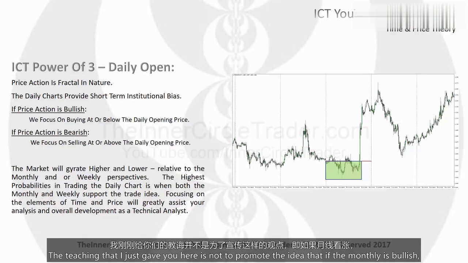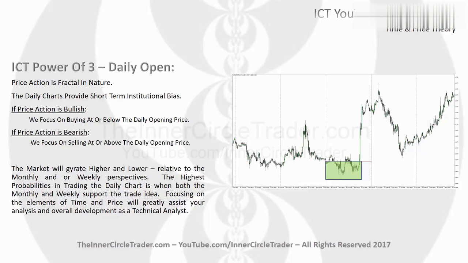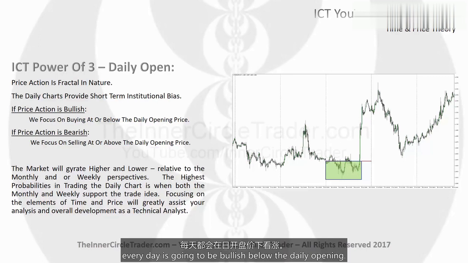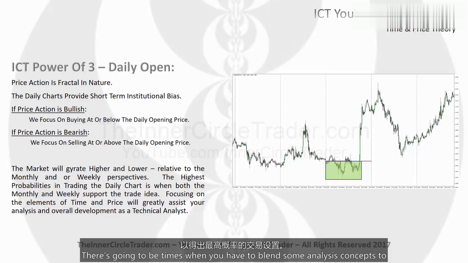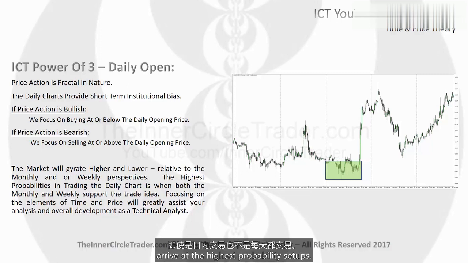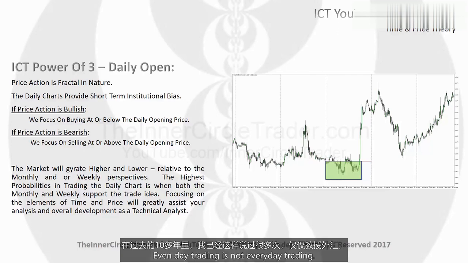The teaching that I just gave you here is not to promote the idea that if the monthly is bullish, every week's going to be bullish below the opening, and or every day is going to be bullish below the daily opening. Equally so, when the weekly is bullish, it does not translate into every day below the opening price is bullish. There's going to be times when you have to blend some analysis concepts to arrive at the highest probability setups. Even day trading is not everyday trading.